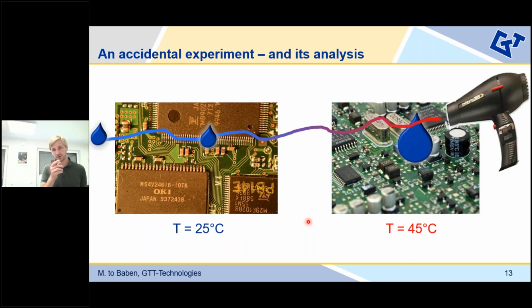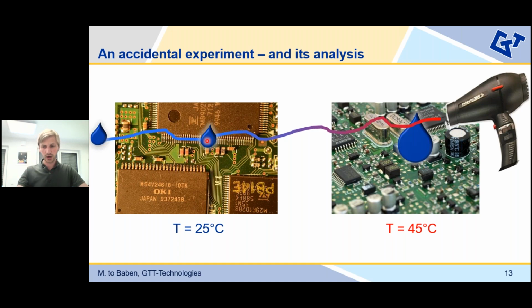Now, a colleague of mine told me, well, maybe you shouldn't do it because the hairdryer will have a little bit heated air, so maybe 45 degrees. And that air will take up water, and it will move with the water to other parts of the main board, and there it might deposit the water again, because they are at 25 degrees C.